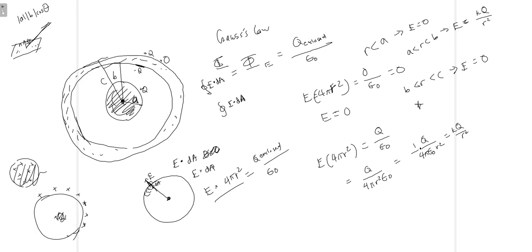So if R is greater than C, then the electric field will just be KQ over r squared, the same as before.